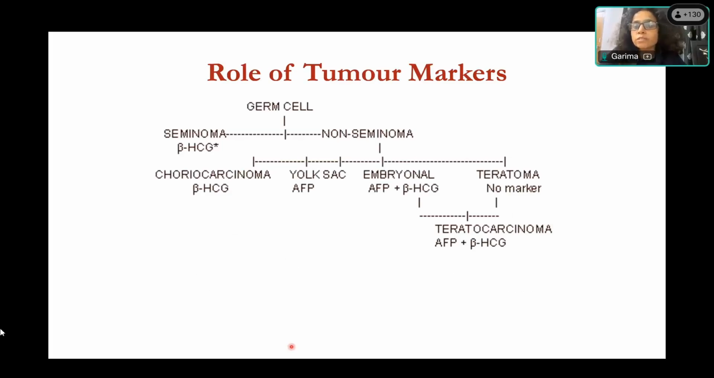Also, what is the role of the tumor markers to differentiate between the germ cell tumors? So seminoma may show beta HCG, but as I told you, that beta HCG will only be raised to a certain level, but not as high as in cases of choriocarcinoma. Yolk sac tumors, you will see an increase in the AFP levels. Embryonal carcinoma, if it is mixed germ cells, then AFP and beta HCG. Teratoma, there is no marker, and teratocarcinomas can show an increase in AFP and beta HCG. Seminomas can again have an increase in the LDH levels.